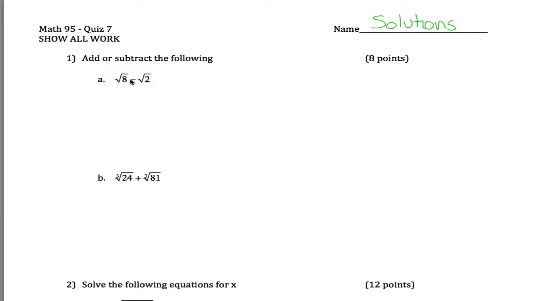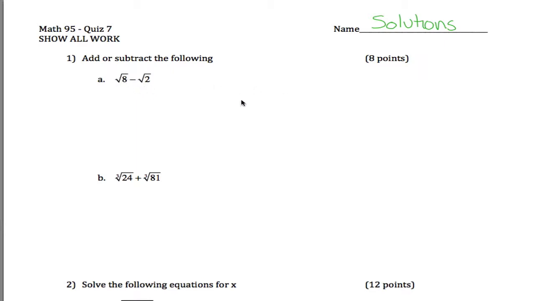square roots in this case, you can't just immediately subtract the square root of 8 from the square root of 2. 8 minus 2 is 6 or something. That doesn't work. What we need to do is have the exact same thing under the radical in order to be able to subtract them.